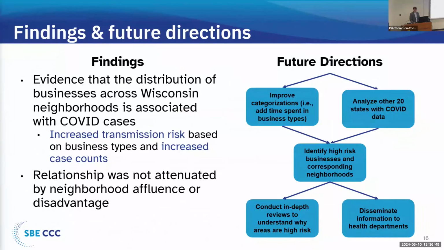Future directions from this work: I hope to improve the categorizations of our businesses. The Advan data also provides information on the time spent in a business, so I hope to include that. I also hope to analyze the other 20 states that had COVID data through the COVID Neighborhood Project. The ultimate goal is to identify high-risk businesses in those neighborhoods, and then conduct more zoomed in approaches to see what specific things about the businesses in those neighborhoods are causing the residents to have increased COVID burden.